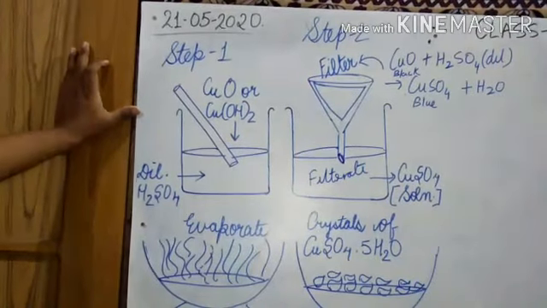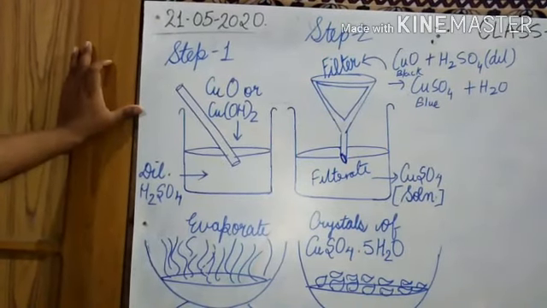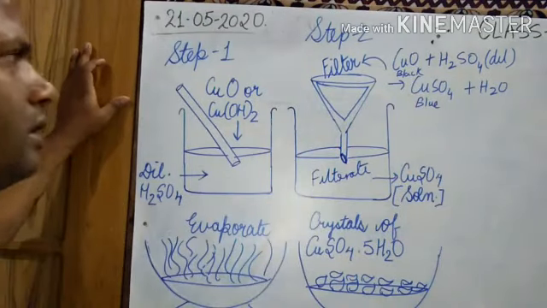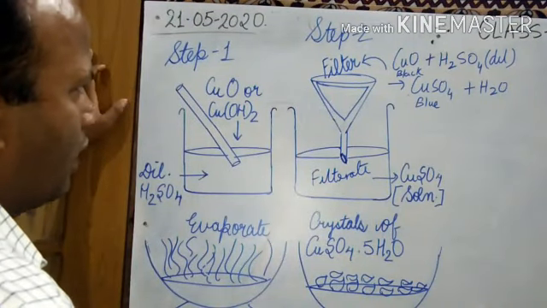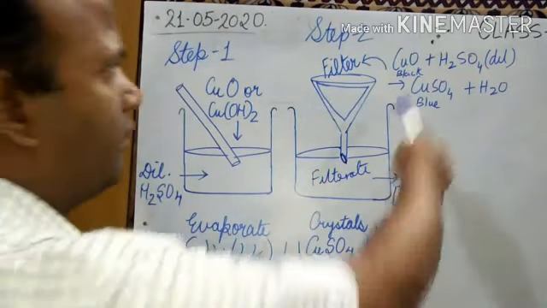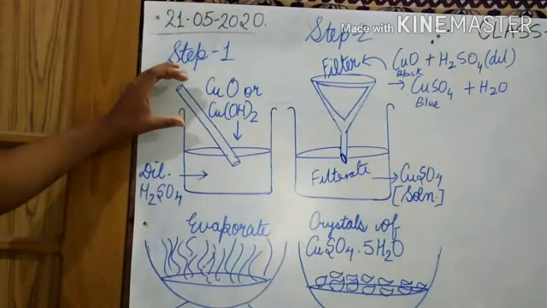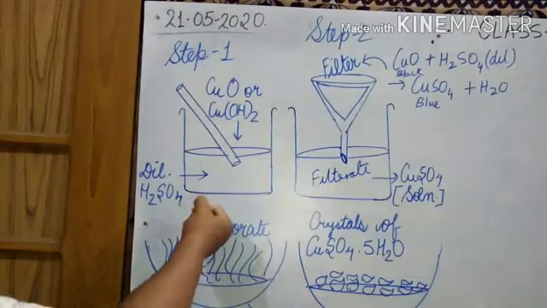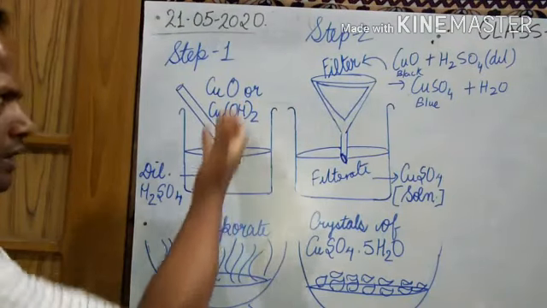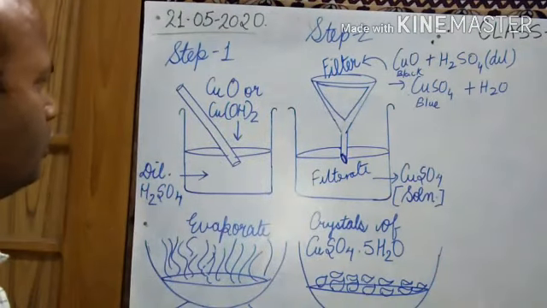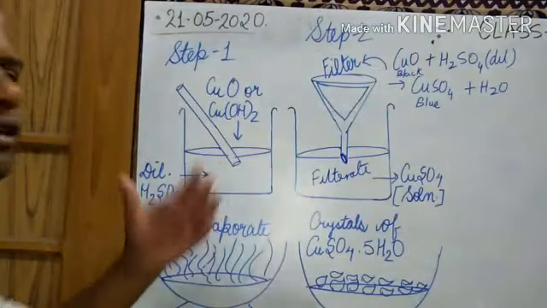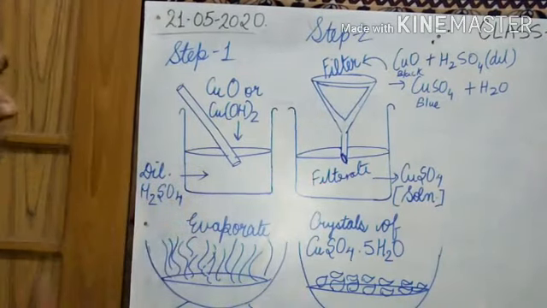Now you can see before you the preparation of salt with the help of a base and an acid, and the base here is insoluble. We have taken copper oxide, which is black in color. You may also take the insoluble base copper hydroxide, Cu(OH)2, and react it with an acid. Now what is the process? Step 1, you take dilute H2SO4, the acid, and then you take the insoluble base, copper oxide or copper hydroxide. Both ways you can do. It's given in the book, both are insoluble bases, no problem.